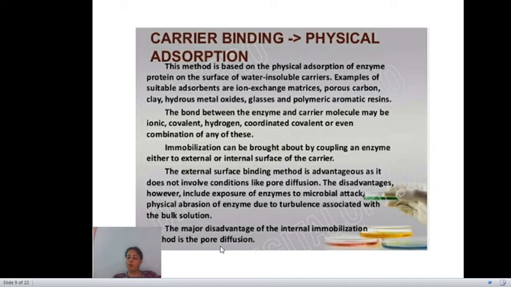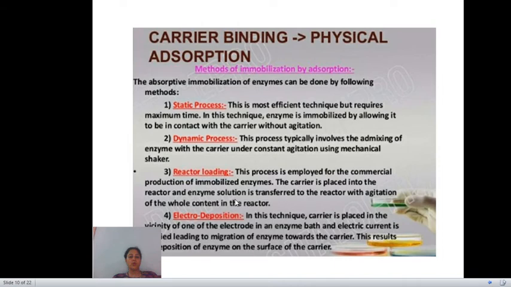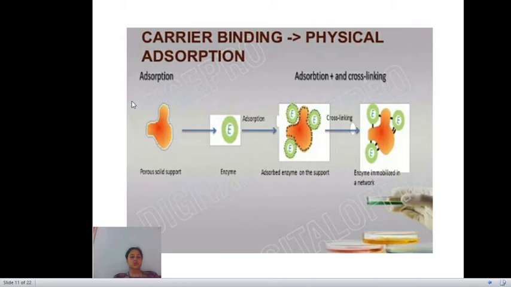So how can this physical adsorption be done? It can be done by the following methods: static process, dynamic process, reactor loading and electro deposition. This is how it will happen. This is a porous solid support, this is the enzyme. When the adsorption takes place, the enzyme will get attached to this porous solid support by means of formation of any type of chemical bond. This is how it will look once the bonding has happened. You can see these black structures, they are showing the formation of bonds.